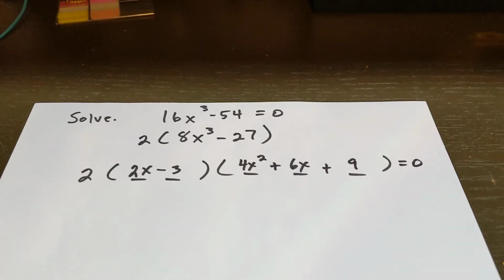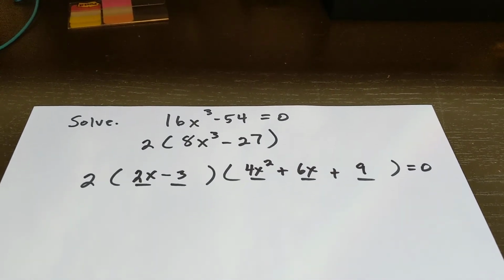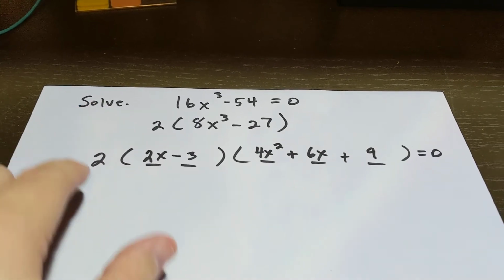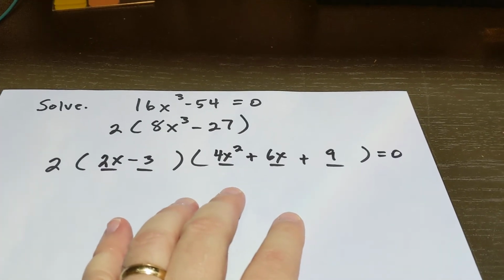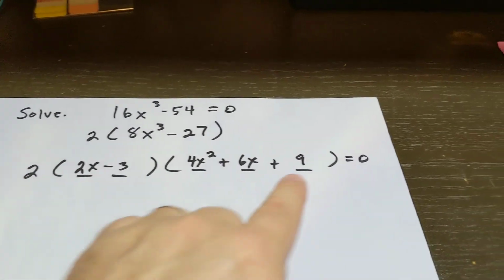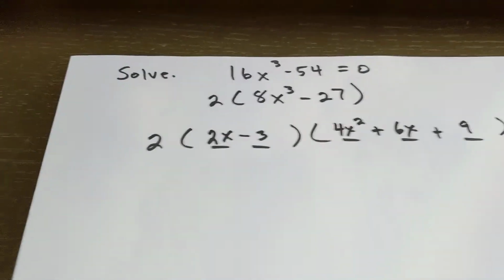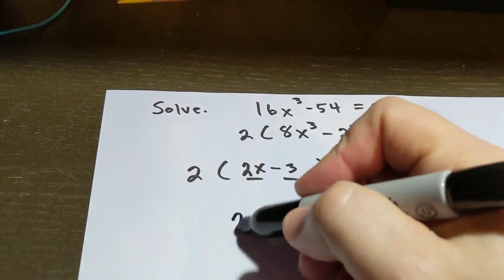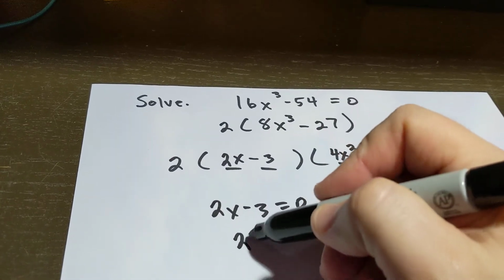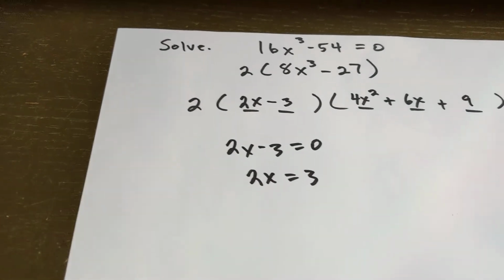Once I factored this out, I have this crazy looking factored form for this. So I factored it out. Now since I'm solving, I need to go ahead and figure out what x has to be in order for this to be equal to 0. I don't have to set the 2 equal to 0 because this doesn't have a variable on it. But I do want to do the 2x minus 3 equals 0. So solving this, of course I'm going to add 3 to both sides. I end up getting this.